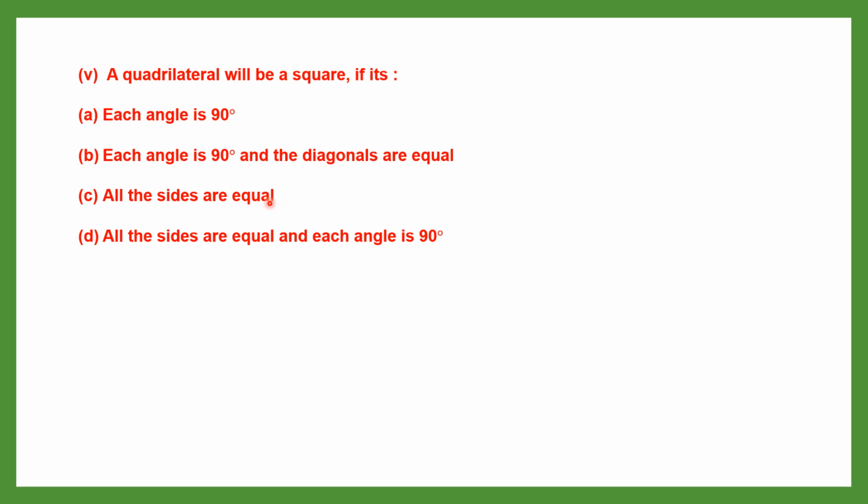That's also true. But look at the fourth one. All the sides are equal and each angle is 90 degrees. So both these conditions have to be there if that quadrilateral is going to be a square. So our answer is option D. All the sides are equal and each angle is 90 degrees.